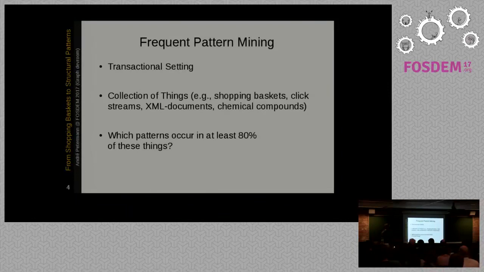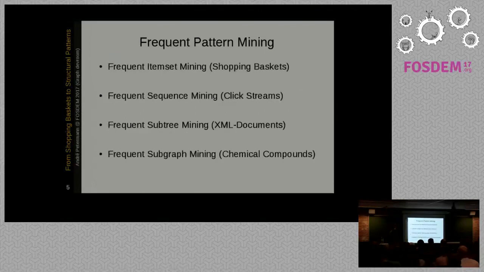The general class of data mining problems is called frequent pattern mining. We are talking about the transactional setting, which means we have a collection of things, for example, shopping baskets, clickstreams, XML documents, chemical compounds, whatever. It just depends on the data structure, but we have a collection of data sets which might have different structures. In frequent pattern mining, we're interested in the patterns that, for example, occur in 80% of these things. And frequent pattern mining can be categorized into the basic one, frequent item set mining, for example, shopping baskets, where we're just interested in which things frequently co-occur together.